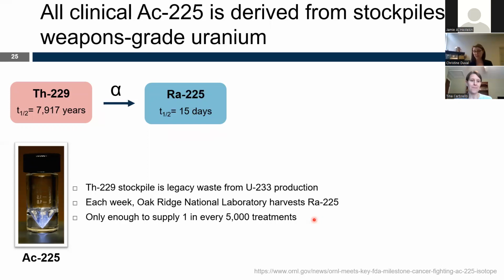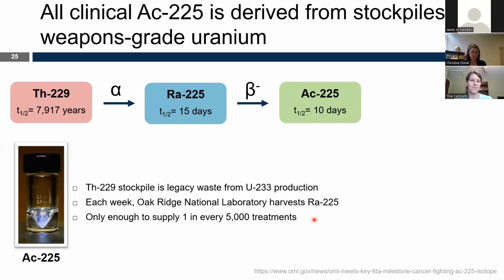So in addition to uranium-235, which we use for weapons, you can also use uranium-233. It's also fissile. At Oak Ridge, over the years, they had accumulated a lot of legacy waste from uranium-233 production. And so there's a stockpile of thorium-229, which is part of that waste. In this stockpile, thorium-229 is slowly decaying to radium-225, right? And every so often, Oak Ridge will go in, harvest some of the radium-225, and then they will use that to generate our actinium-225.